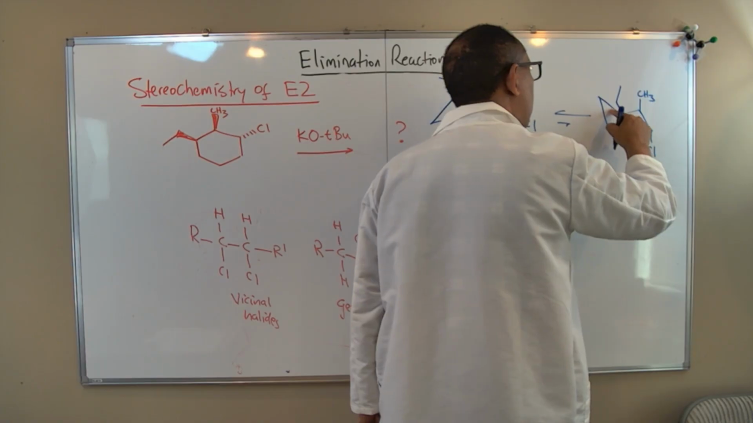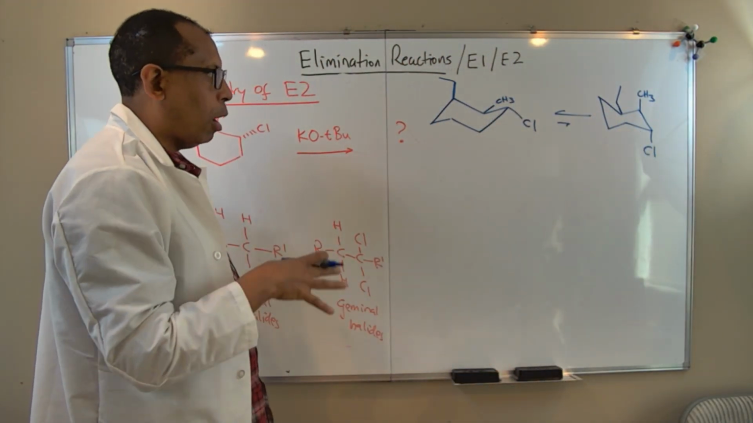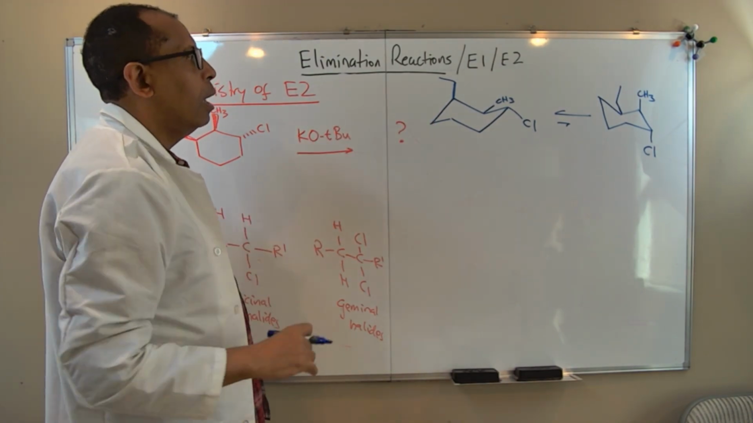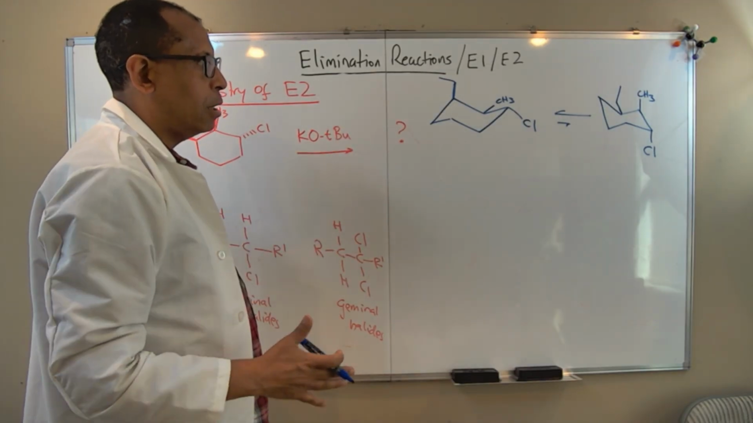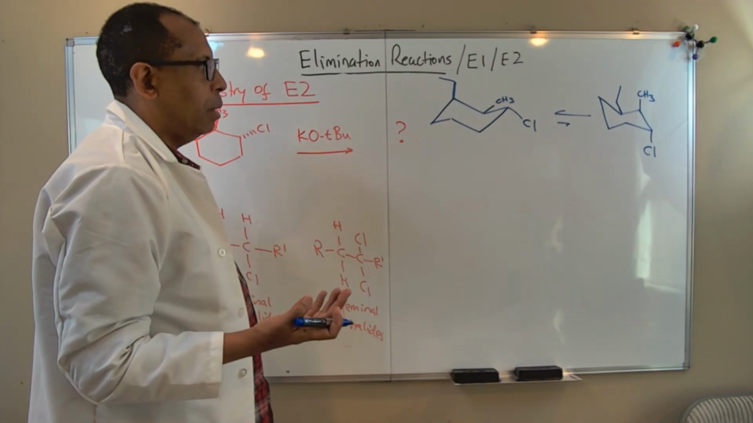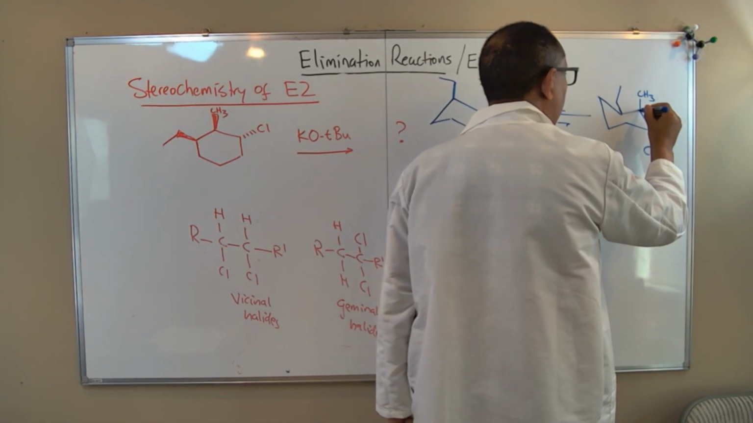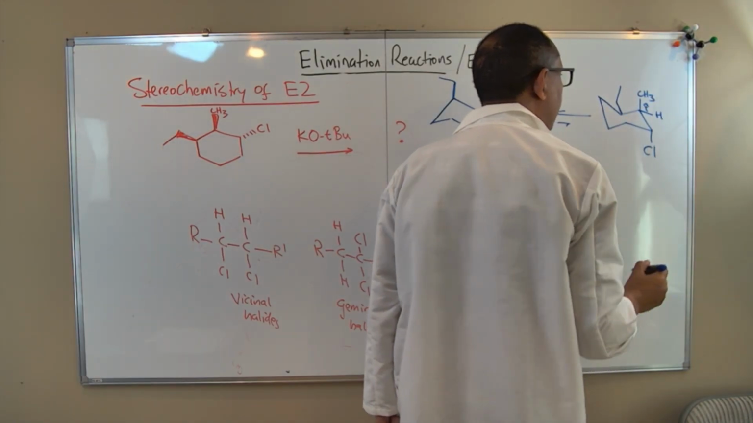So this is a conformer. You should be familiar by now how to ring flip without making any mistake on how to flip the conformer. Now we have set it up for a reaction. So how many beta hydrogens do we have? We have one hydrogen here, which is actually equatorial on the beta position.